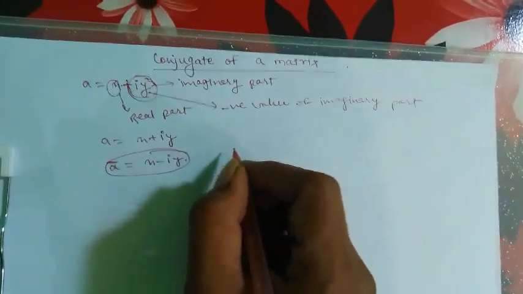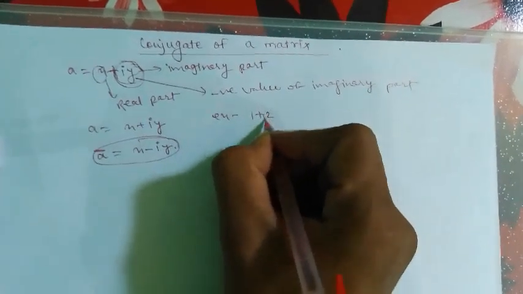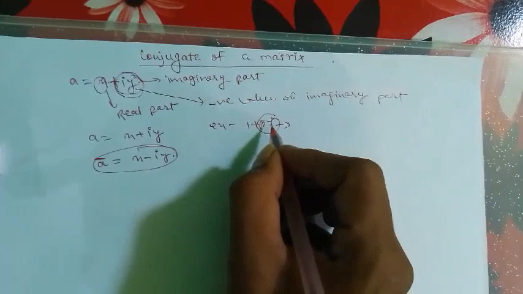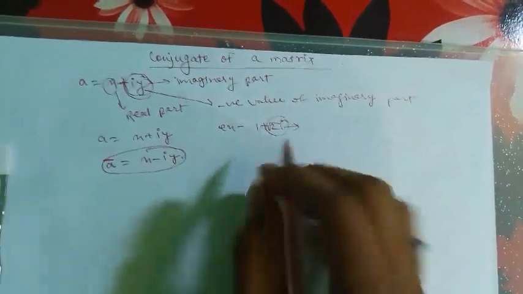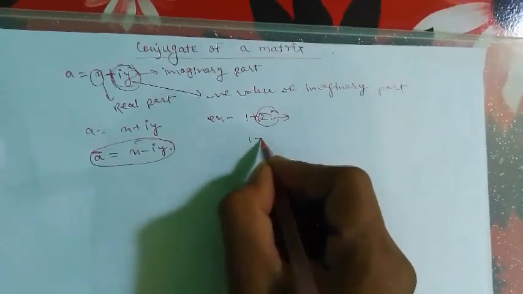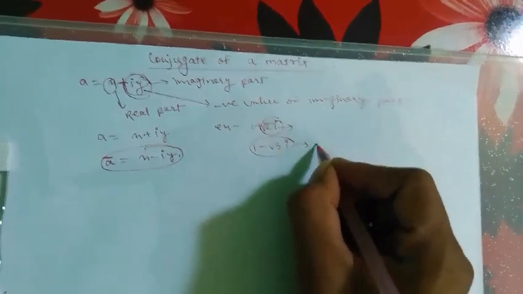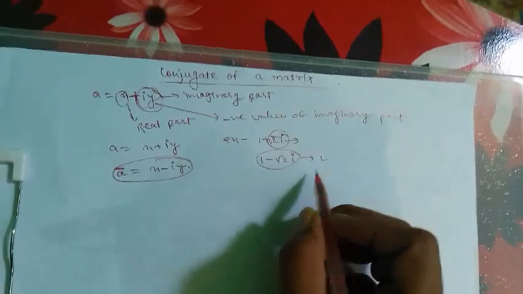We can take another example, like 1 plus root 2 i. Here root 2 i is the imaginary part. So how do we find the conjugate? We can do that: 1 minus root 2 i is the conjugate of the complex number. So this is the concept of conjugate.